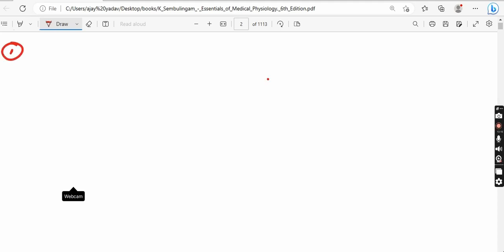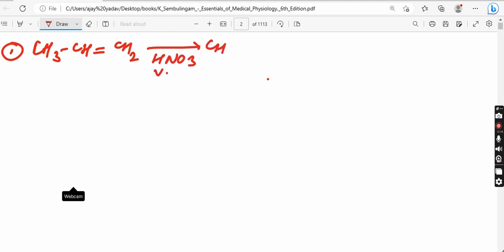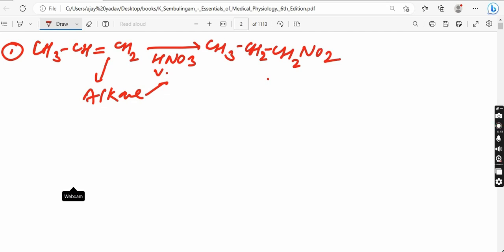Okay, once more, let's see here. So what did we do? We had CH3 CH double bond CH2. We reacted this with vapor phase HNO3, and this was giving you CH3 CH. Okay, we missed it. First of all, we have to convert this into alkane, and then we do this one. So this will produce NO2. Now this is the nitroalkane.